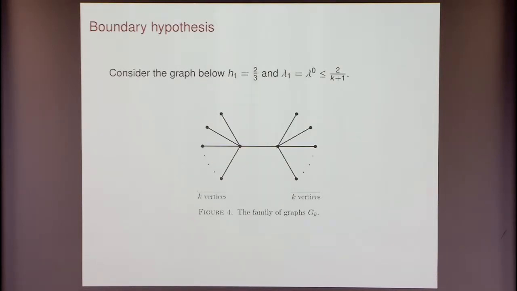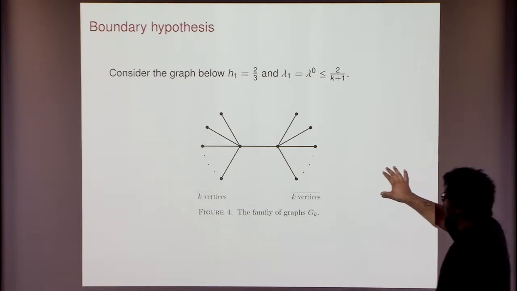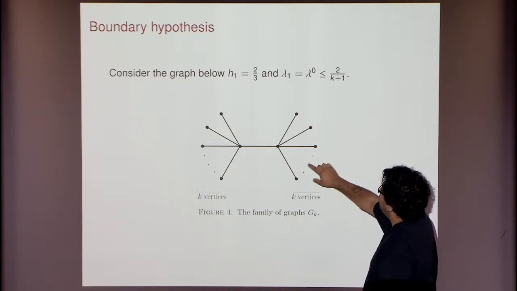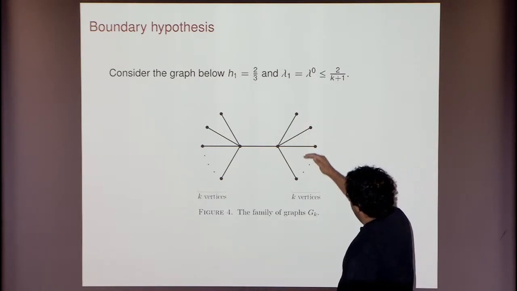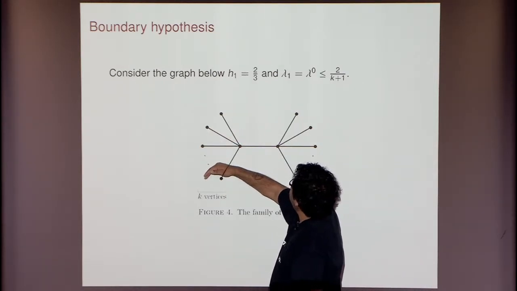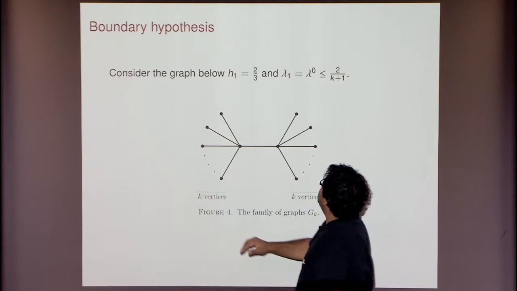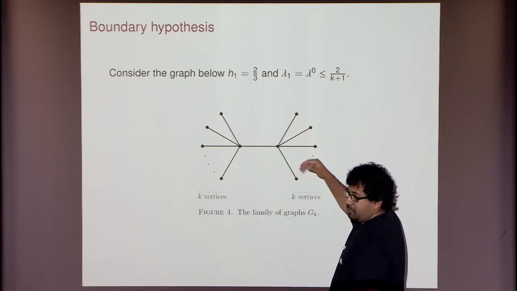Now, it turns out you also need this boundary hypothesis. This is related to sometimes how we normalize the graph Laplacian. If you have a picture like this, and you just start building up on the edges and building up on the edges here, h1 is always going to be 2/3, but lambda 1 is going to go towards 0.